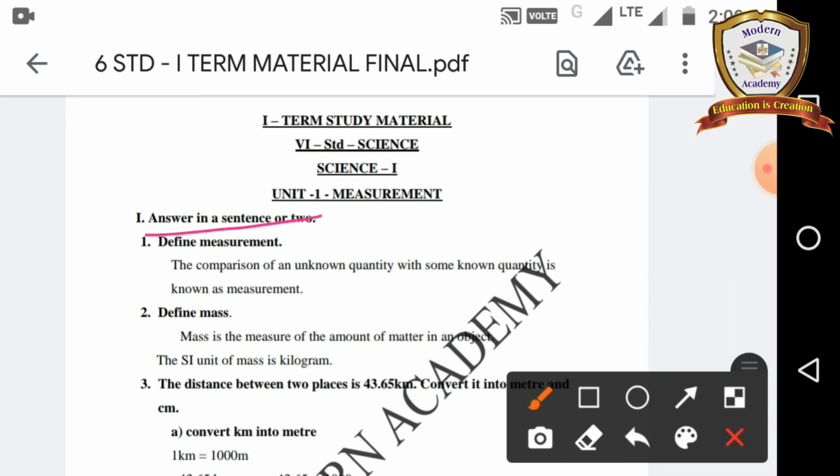Okay. So your first question is define measurement. Your answer is the comparison of an unknown quantity with some known quantity is known as measurement. Once again I am reading, the comparison of an unknown quantity with some known quantity. Here the important words are unknown and known quantity; this is known as measurement.